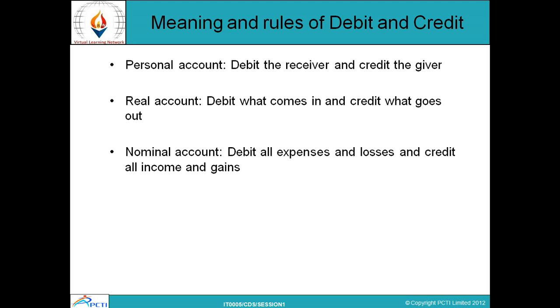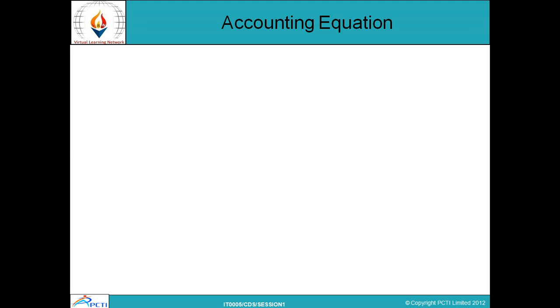Let's understand with the help of another example. You have purchased furniture. So which are the two accounts? Once you are purchasing furniture, you get furniture and what do you pay? Cash. So there are two accounts, furniture account and cash account. Furniture and cash both are real accounts. So what does the rule say? Debit what comes in and credit what goes out. So what is coming in? Furniture. So furniture account has to be debited, and what is going out? Cash. So cash account to be credited. Right, friends?